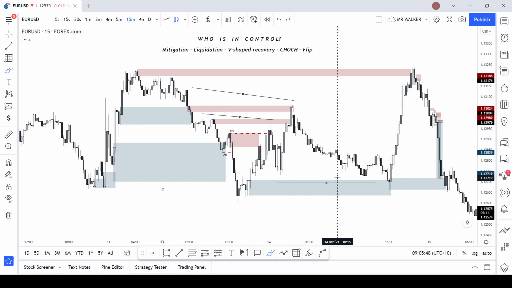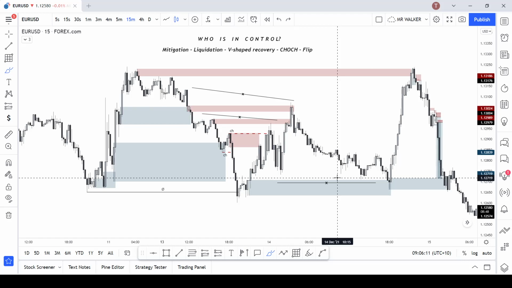The third one is pricing, premium and discount. If it's in premium, we want to be selling. If it is in discount, we want to be buying. If it's at equilibrium, we actually want to be staying out of it because the price is fair, which means that it can go in both directions.